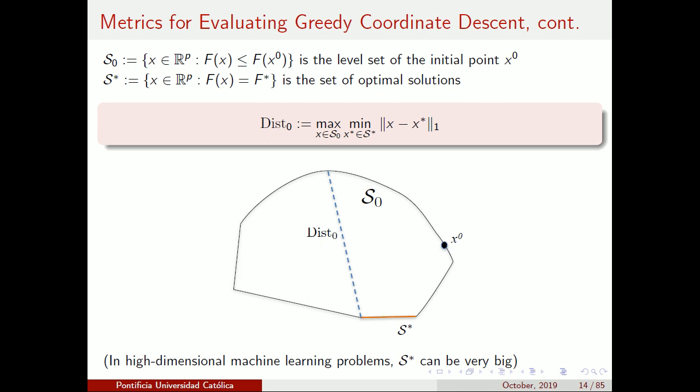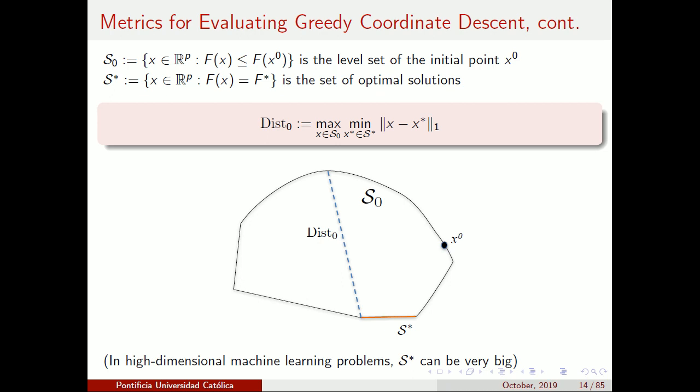What's the largest shortest distance to the set of optima? So the set of optimal solutions is here. Here is the level set of the initial point, which was here. And so maybe this point here, its closest distance to S star is going to be this. And so we're going to call that the distance. You can think of it as the worst distance from the optimum.